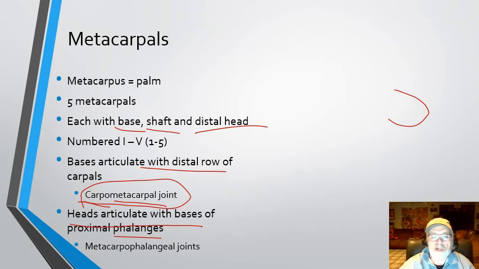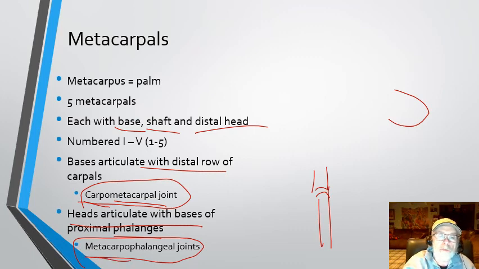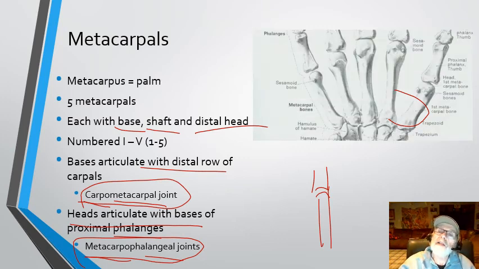We'll talk about that in a second. I'll show you what that looks like. And when they attach there, it's called the metacarpophalangeal joint. Why? Because now the metacarpals are meeting a phalanx. So it's the carpometacarpal joint between the carpals and the metacarpals, and the metacarpophalangeal joint from the metacarpals to the phalanges. Piece of cake, easy. That's what we're talking about.